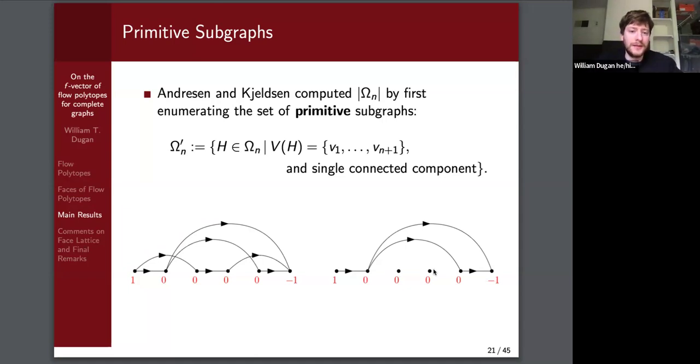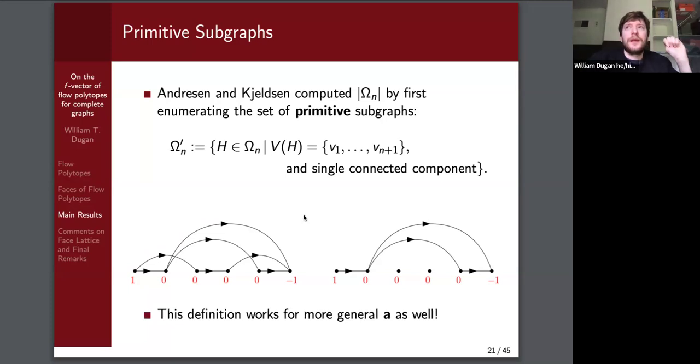Questions about what it means to be primitive? Okay, so the main thing to say here is that now that we've upgraded our language to flow polytopes, they were working essentially in the case that A is 1, 0, 0, -1, but the same definition works for any A. This definition is not dependent on A. So we'll refer to primitive graphs in the case of any A.